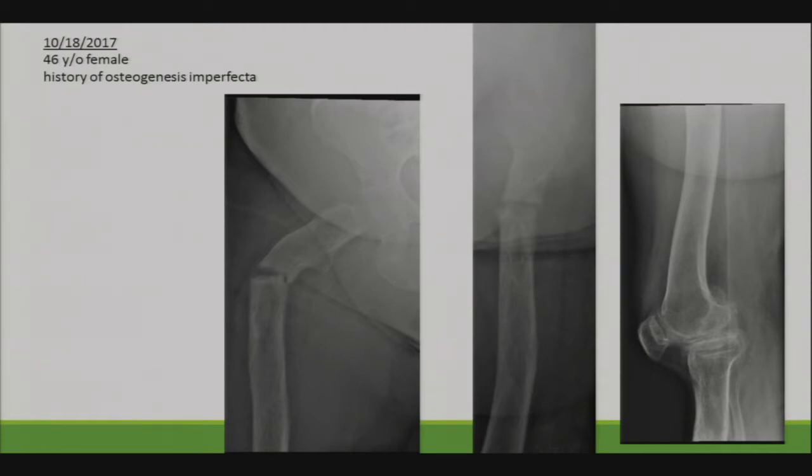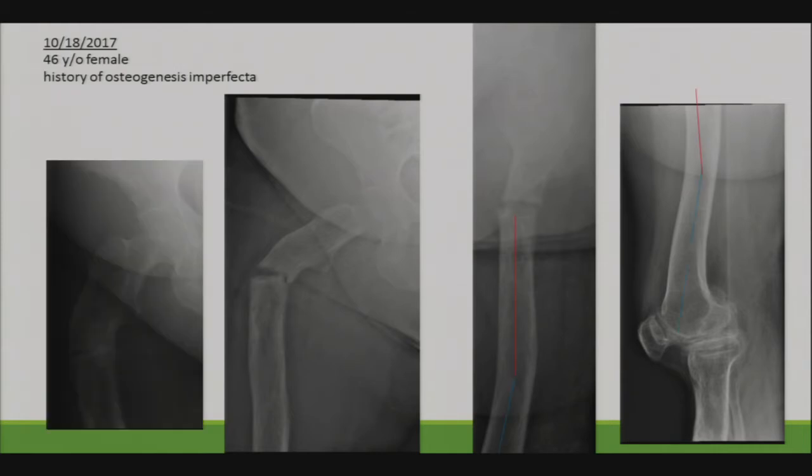So here's a month and a half into my practice. This lady comes in. She's 46. She's got osteogenesis imperfecta. She's had multiple fractures prior in her life, and she presented to the Dotson Avenue Clinic, by the way, 5 days prior with this x-ray on the left.